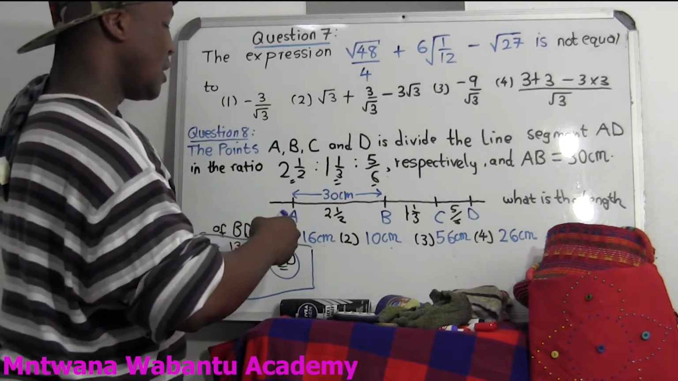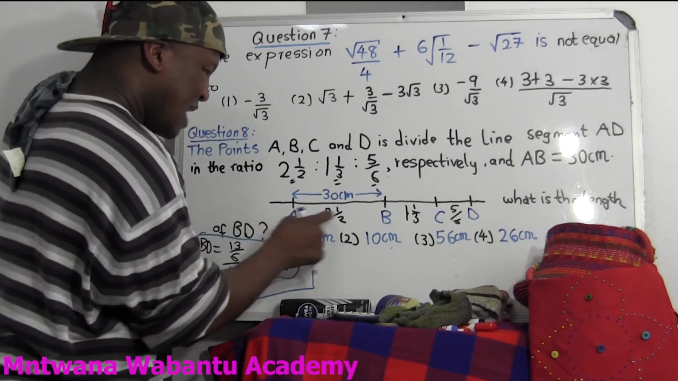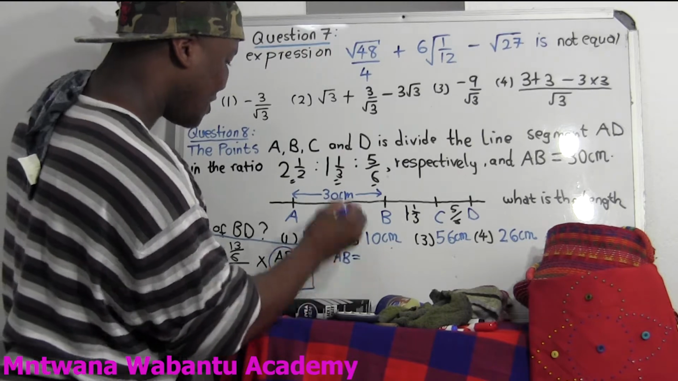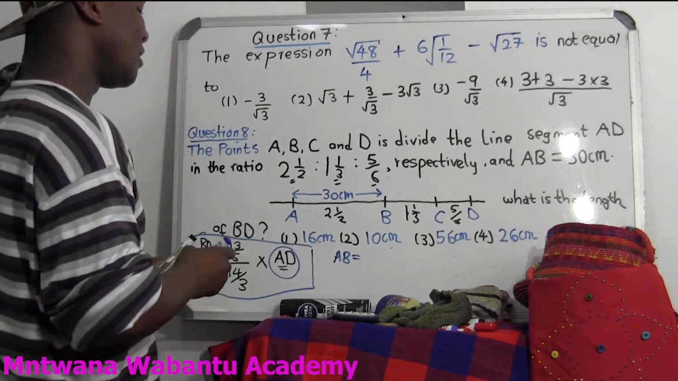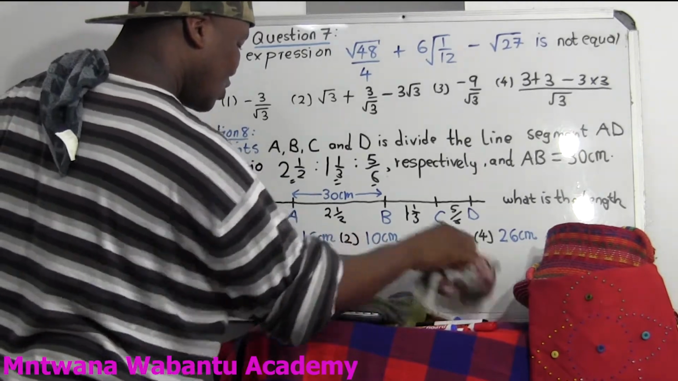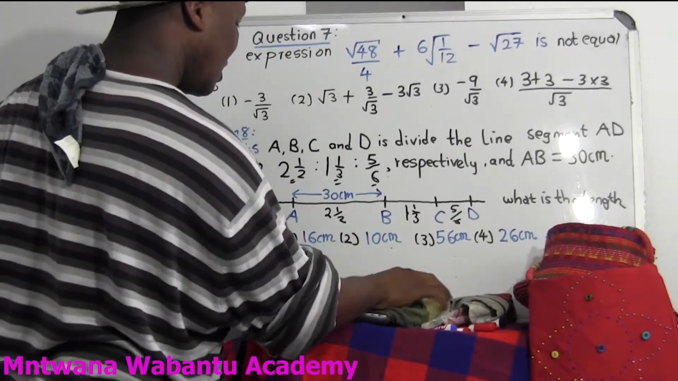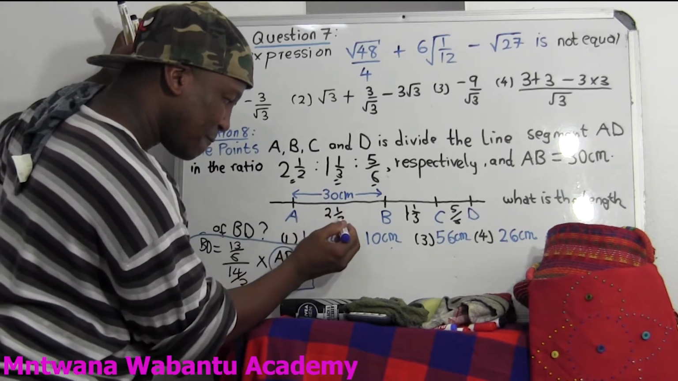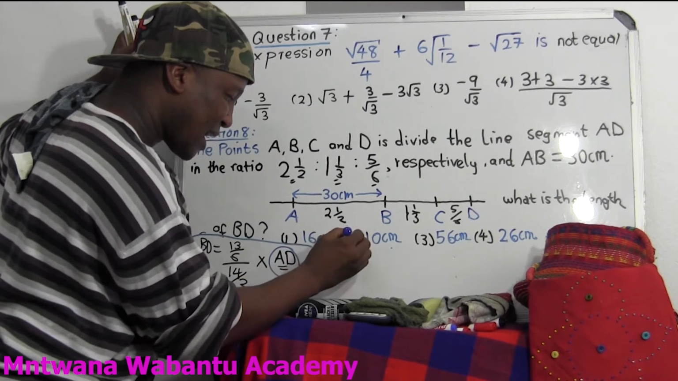Something they give us AB here for a reason. So they give us AB. Let me use that AB. You see what I'm saying? Let me use this AB to get the value of everything. Since they give me this AB, what is AB? 2.5.